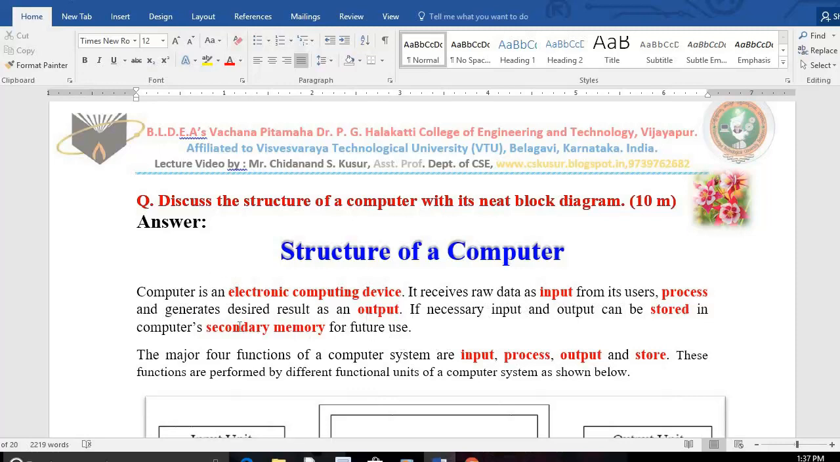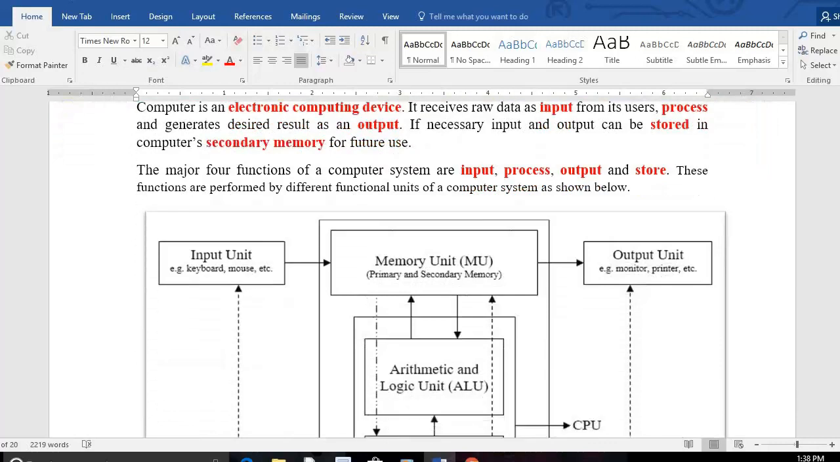The major 4 functions of a computer system are input, process, output and store. You may work with any computer system: supercomputer, mainframe, mini computer, laptop, desktop, workstation. Even you can work with a tablet or smartphone. All machines will take input, all machines will process, all machines will show the result, and if necessary input and output can be stored in the computer's secondary memory. All these functions will be carried out by the computer system by different functional units.